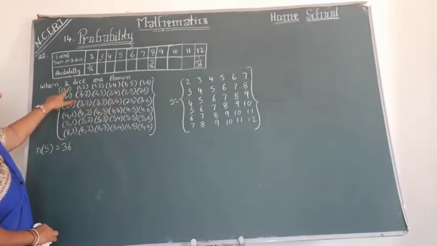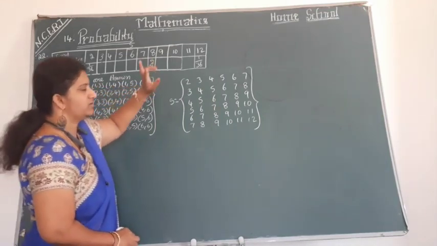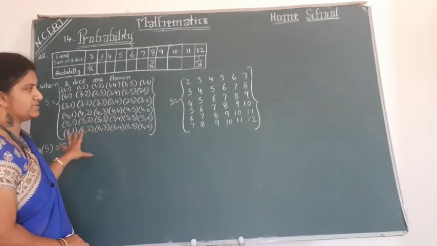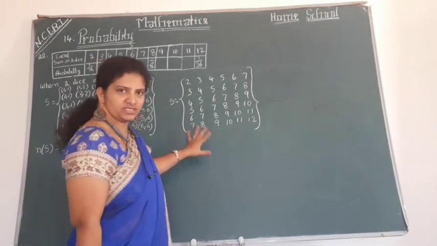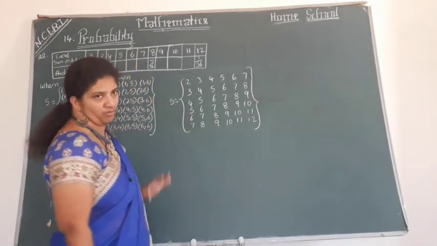Look over here. 1 plus 1, 2. 1 plus 2, 3, 4, 5, 6, 7. Similarly, I have added the full sample space. Can you have a look at this one? So this is your present sample space to do this problem.